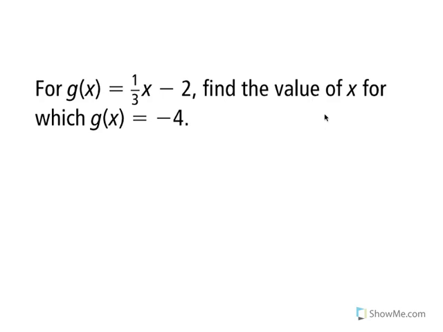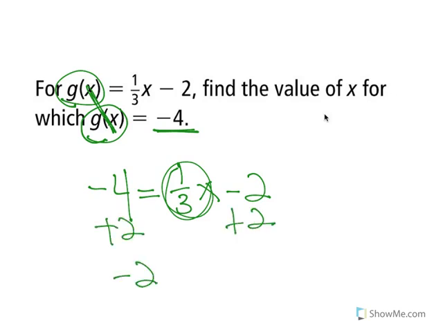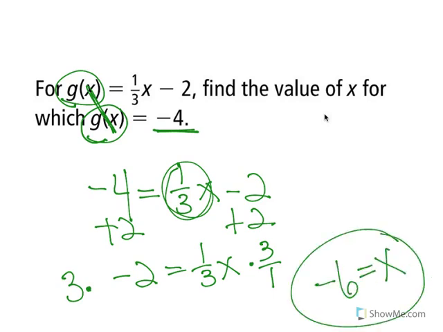Okay, same idea, except now we've got g of x, and it tells us that g of x equals -4. So we're going to substitute in -4 instead of our g of x, equals 1/3 x minus 2. Again, the fraction is only this part right here, so we need to add that 2 first. Get -2 equals 1/3 x. Now we need to flip over our fraction and multiply, which in this case is just 3, so 3 times -2 is -6 equals x. And we are done.